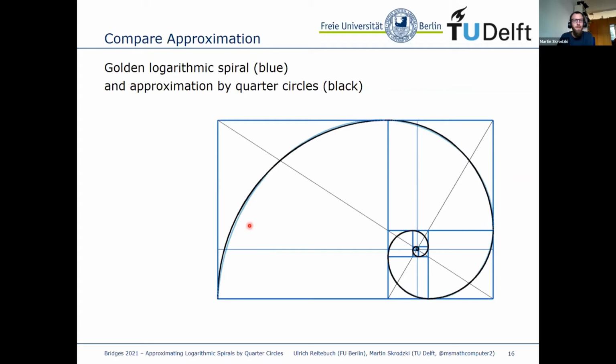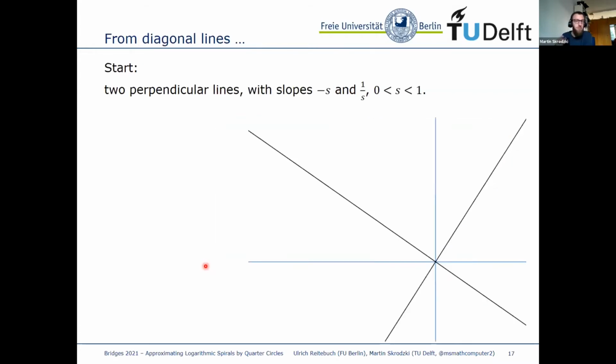So the main idea here is, why not invert the construction and start from these diagonals? Cool, let's do that and let's see what happens. So we start with these two diagonal lines, and the only thing we do here is pick a slope. So they are perpendicular, it suffices to pick one slope, and this slope I'm going to call S, and it's going to be the slope of this first line, and then there's a second one perpendicular to that.